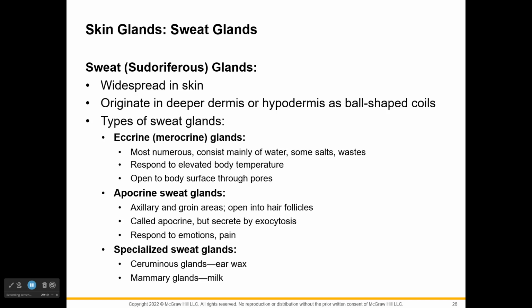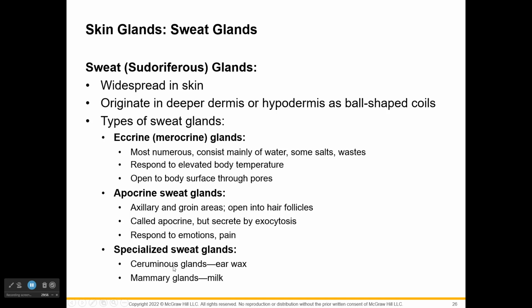Apocrine sweat glands are only found in your axillary region, remember where that is, and groin areas, and they do open into hair follicles. They're called apocrine, but they're actually merocrine, and they respond to emotions and pain, and they have protein in them. Make a note of this. These are the ones that have protein. It's not clear liquid. The protein is what bacteria are able to eat, and then the bacteria produce waste, and that's why there's going to be an odor associated with the apocrine sweat glands.